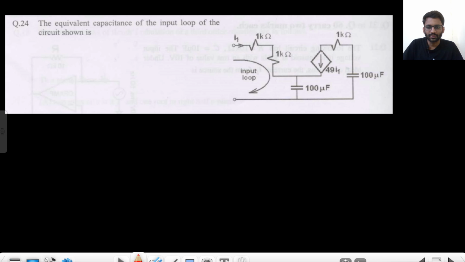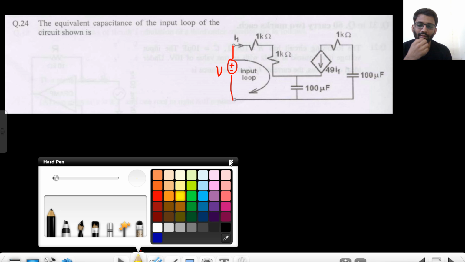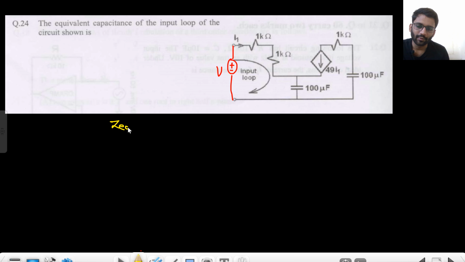Okay, let's move on to the next question. You have to find the equivalent capacitance in the input loop. Okay, equivalent capacitance in the input loop. That means what you will do? You will be applying a voltage here and measuring the current, right? So basically your Z equivalent would be V by I1.